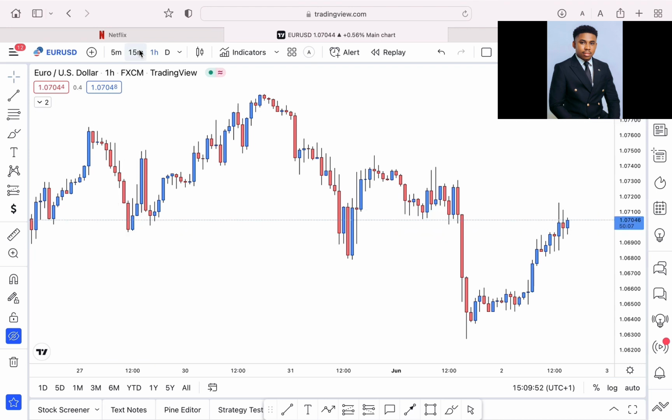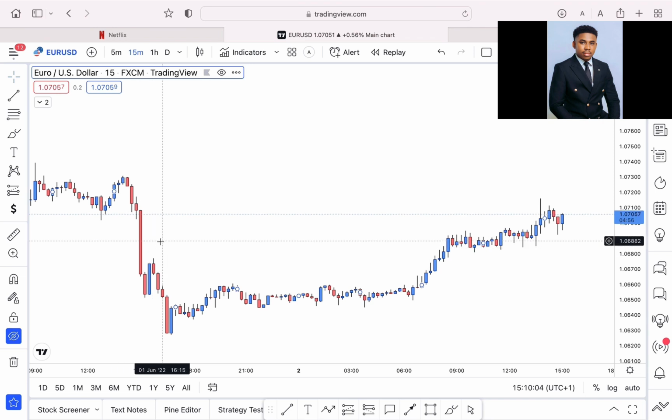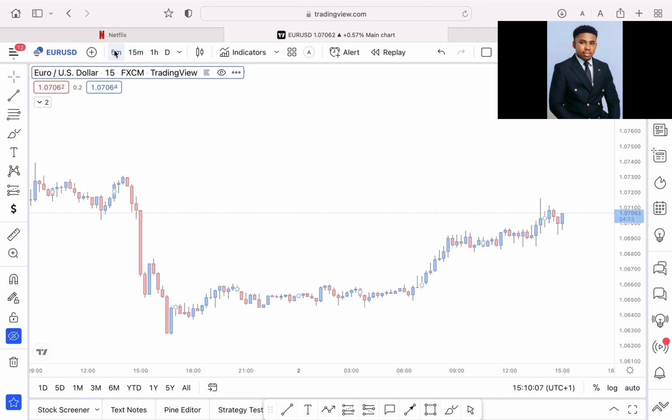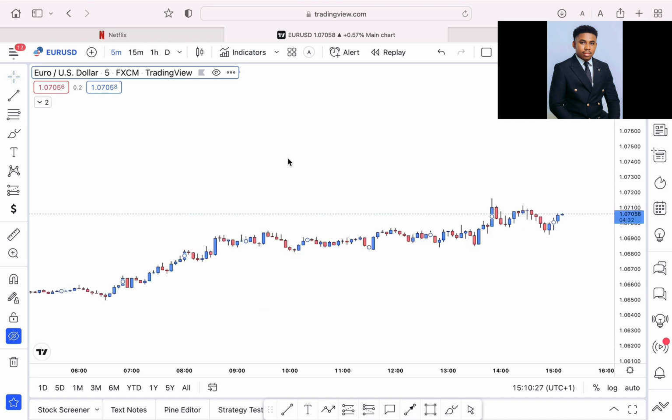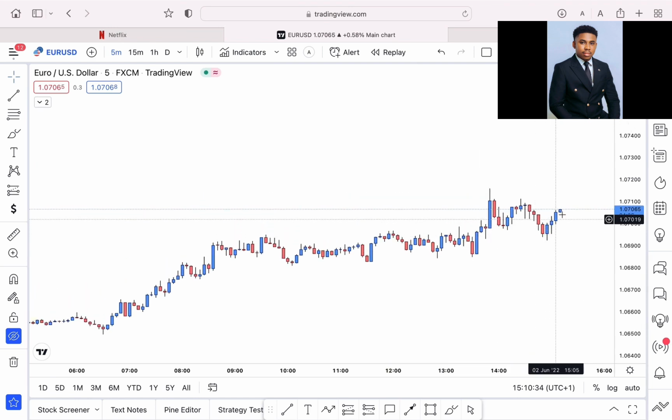You understand? If I switch over to the 15 minutes time frame, you can see that each candlestick on this time frame was created within a period of 15 minutes. And if I switch to the 5 minutes time frame as well, each candlestick within that time frame was created within a period of 5 minutes. So we can see here that each candlestick was created within 5 minutes.